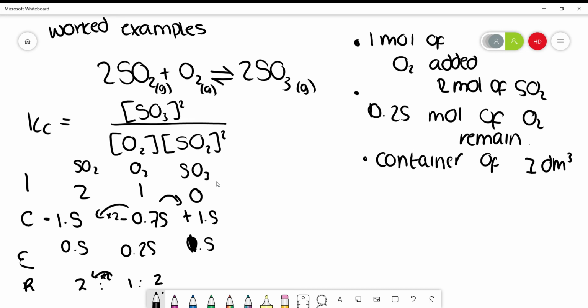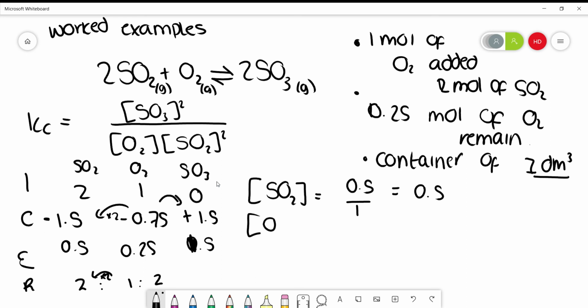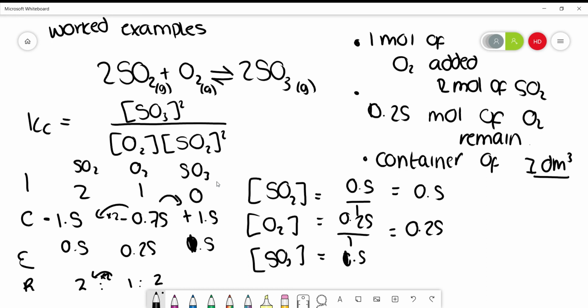Now you've got the number of moles. What you then do, so this one we're quite fortunate, it's a 1 dm cubed container. Concentration of SO2 equals 0.5 over 1, which equals 0.5. Concentration of O2 equals 0.25 over 1, which equals 0.25. And the concentration of SO3 equals 1.5 over 1, which is 1.5.